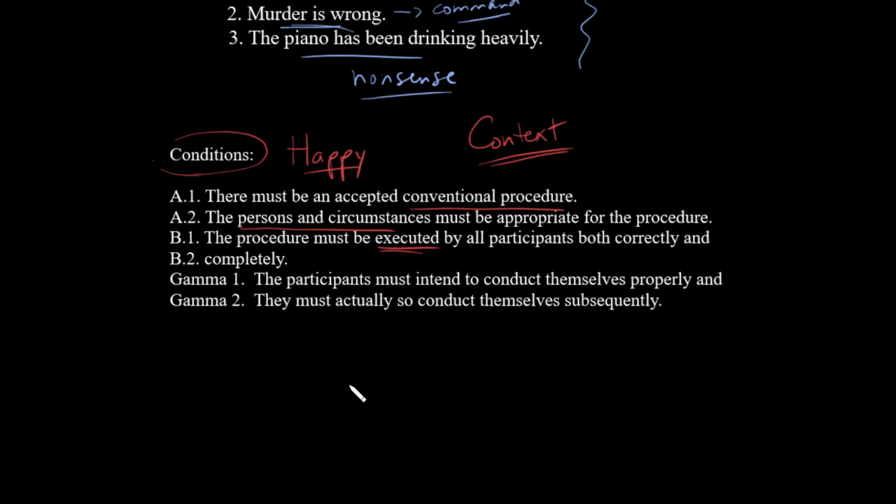Let's say that I'm baptizing again. If I'm baptizing a cow, let's say, then there's something wrong with A2 because I need to have a baby to baptize, and so the persons and the circumstances are improper. If I miss something, that would be B1 or B2. So for instance, if I say I baptize you in the name of the Father, and then I skip the Son and I just go straight on to the Holy Ghost, well, then I'm messing up the execution of the procedure.